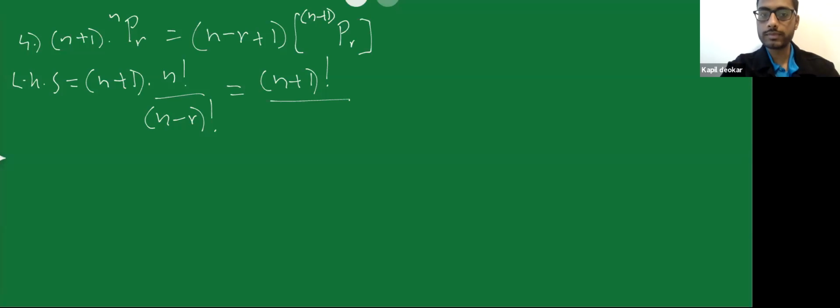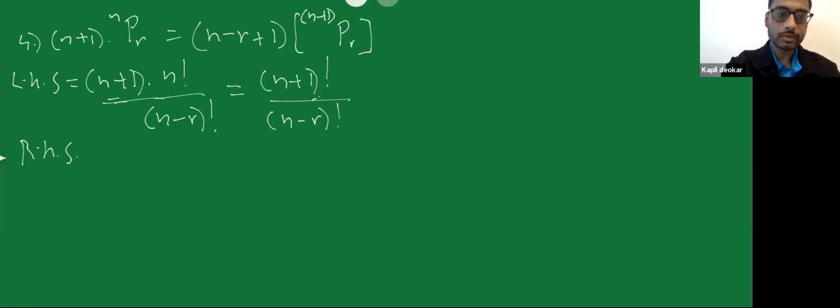If I reduce n plus 1 factorial, what will I get? n plus 1 into n factorial. So if I have 10 into 9 factorial, can I write that as 10 factorial? Yes, because 10 factorial is nothing but 10 into 9 into 8 into reducing. So similarly, n plus 1 into n factorial is going to be n plus 1 factorial, which is divided by what? Which is divided by n minus r factorial.